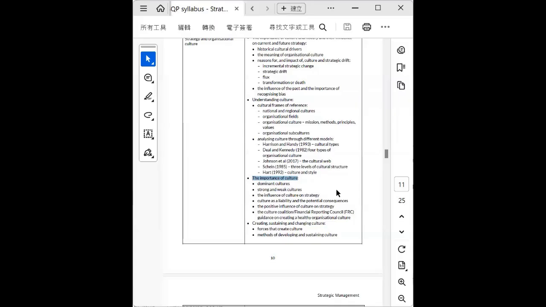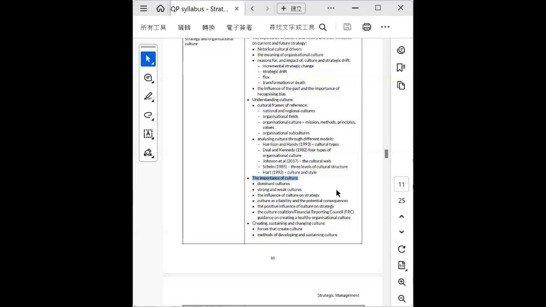Strong and weak culture. Strong cultures provide clear guidance and coherence, while weak cultures lead to ambiguity and misalignment. So these are some of the terms that you can use in your discussions.